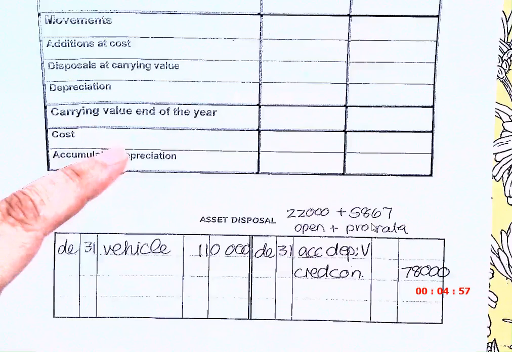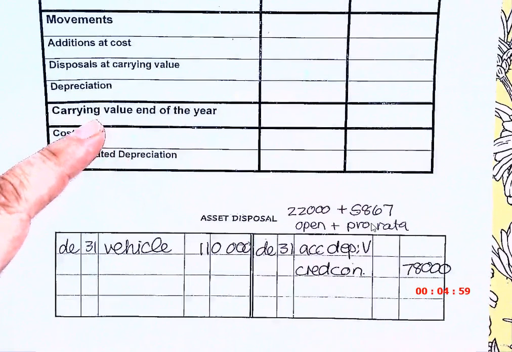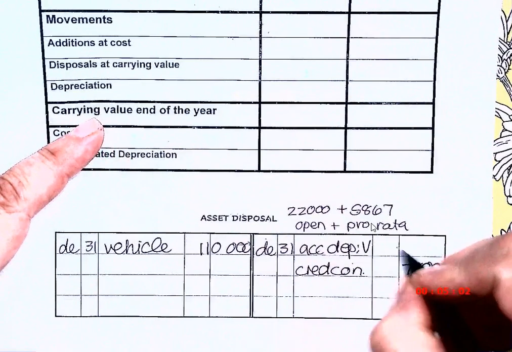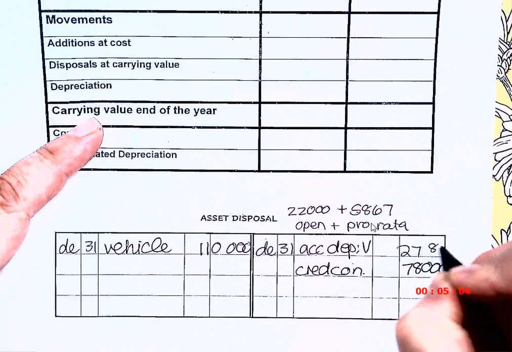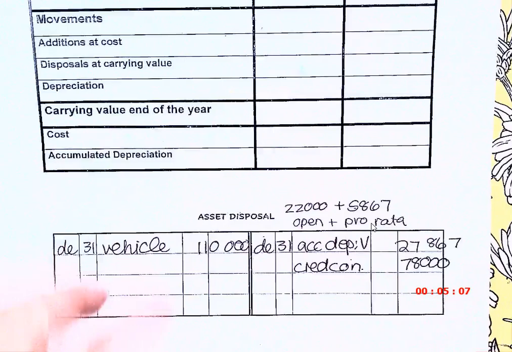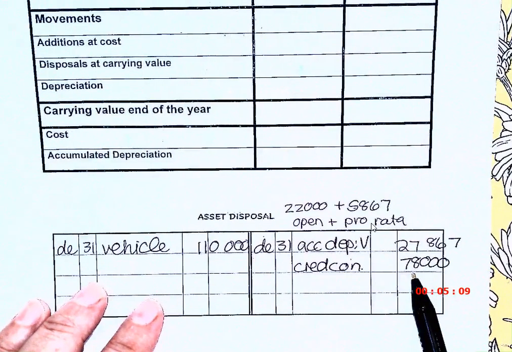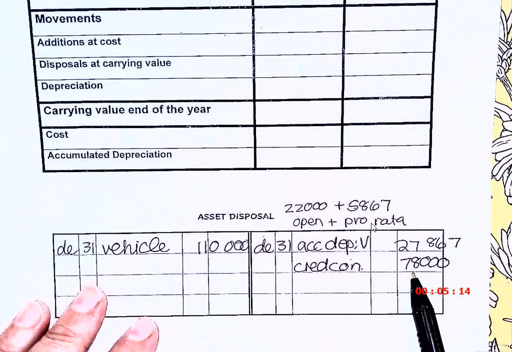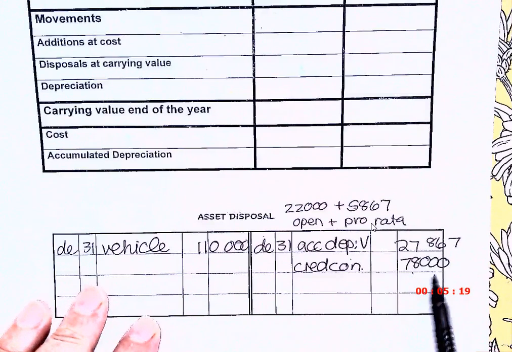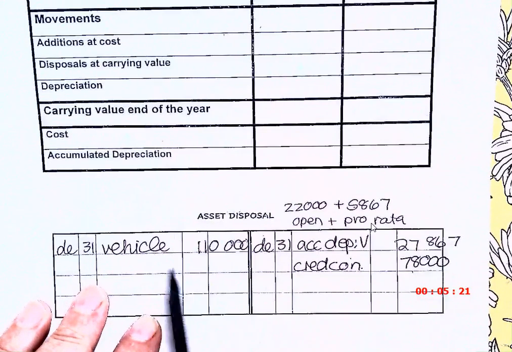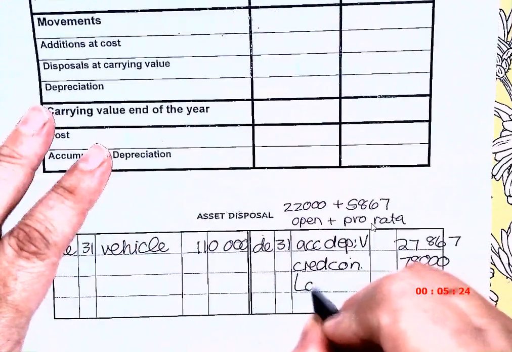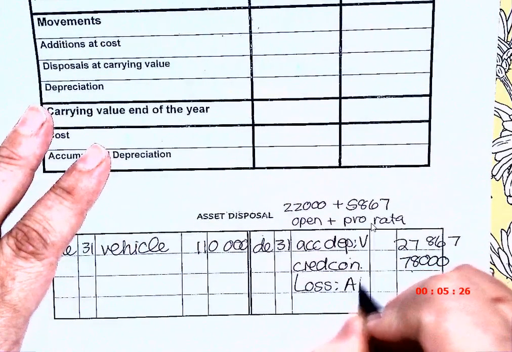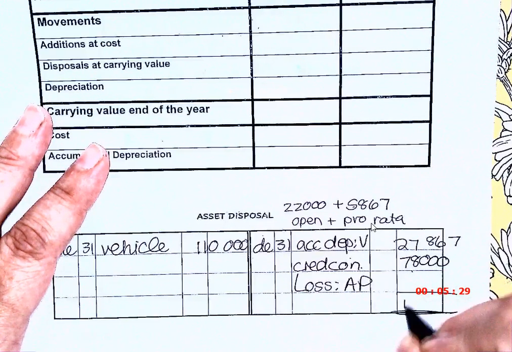5867. Most probably you round it off. Okay, now what do I do? I add those two together, it gives me 27,867. Now you can see, if I say 27 and 78, what will it give me? 105. Is it right? Okay, so this side is smaller than this side, so I made a loss on asset disposal. It will balance on 110. What's my loss?